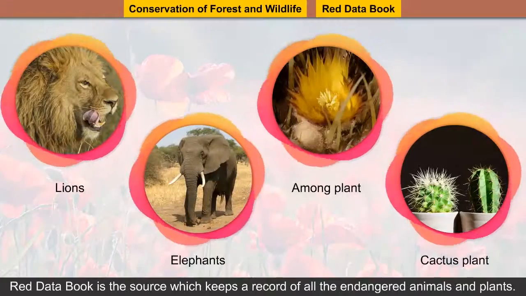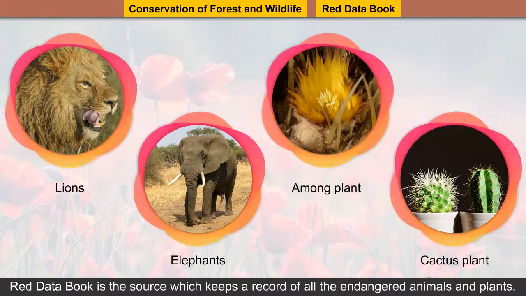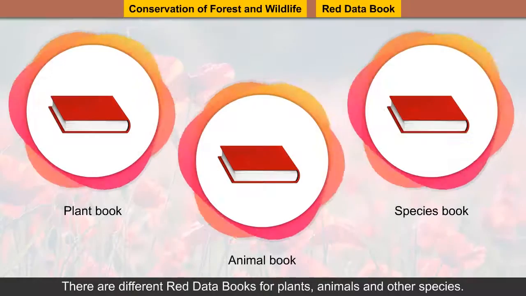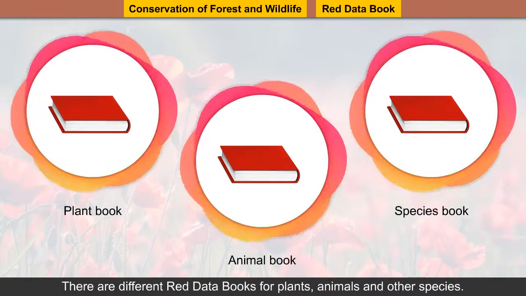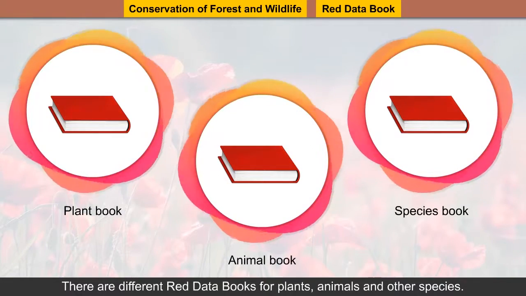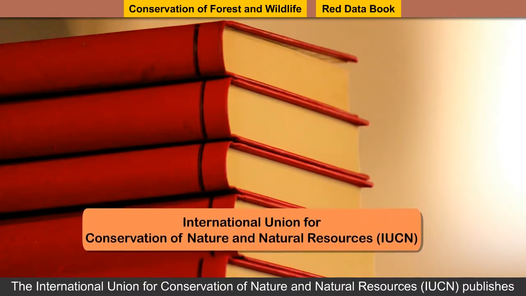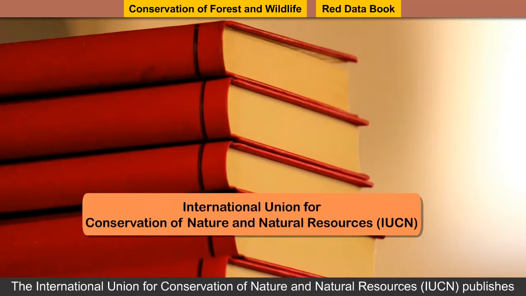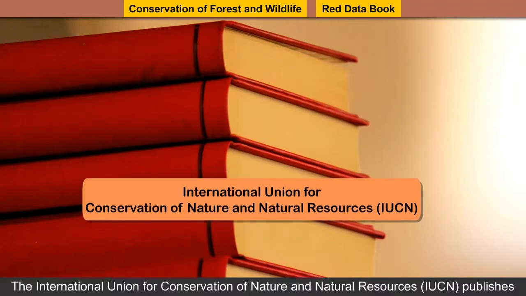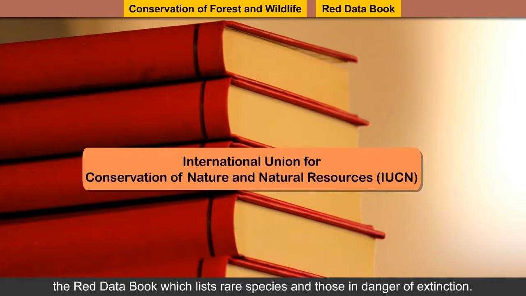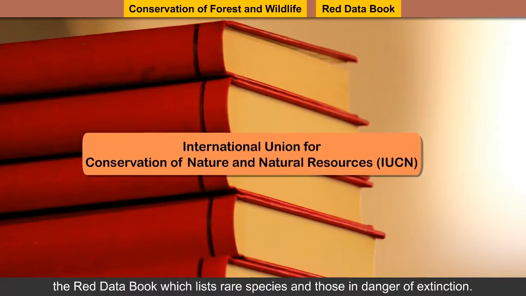Red Data Book. Red Data Book is the source which keeps a record of all the endangered animals and plants. There are different Red Data Books for plants, animals, and other species. The International Union for Conservation of Nature and Natural Resources, IUCN, publishes the Red Data Book, which lists rare species and those in danger of extinction.